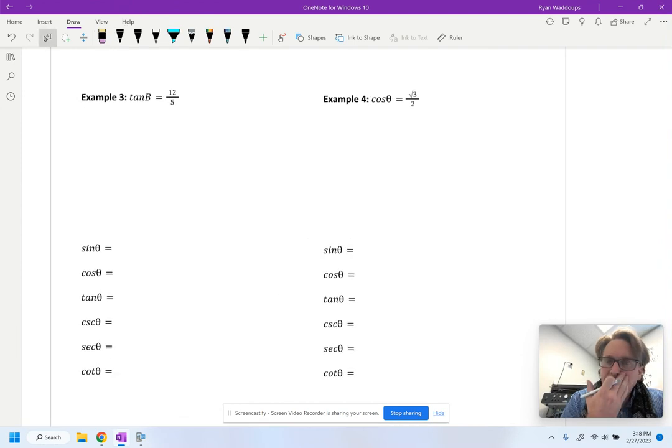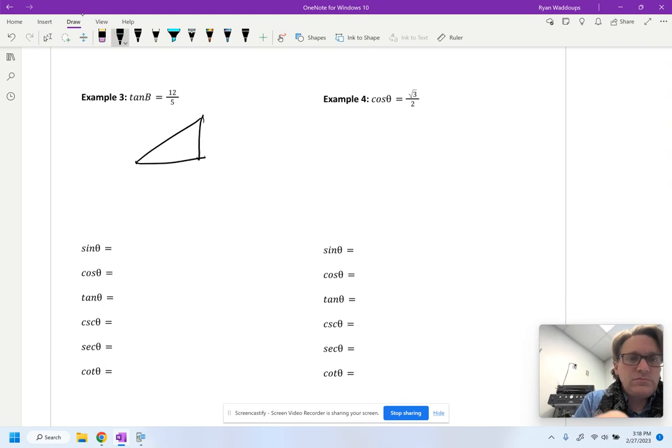Now, example 3, we've got to kind of work backwards from this. They've given us the tangent. And so we're just going to make a random triangle with a right angle here. I'm going to call this B. And I know that my tangent is 12 over 5. And so I can say tangent, that's toa, O over A. So my opposite is 12. I can put 12 right there. And A is 5. The adjacent side is 5.